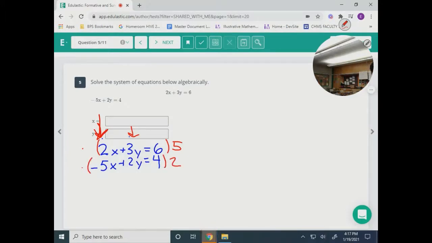So I'm going to say to myself, 2x plus 3y equals 6. And I'm going to multiply that by 5. And I'm going to multiply all 3 terms. This is going to get rewritten as a 10x plus 15y.